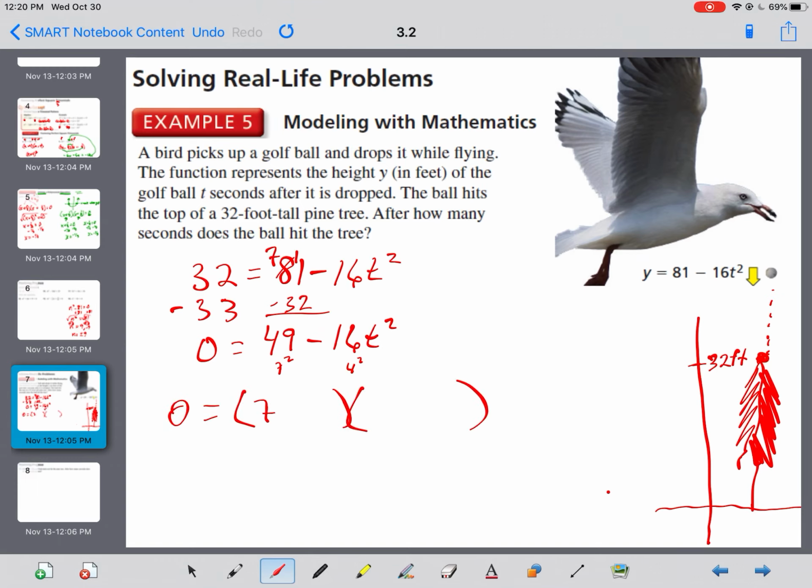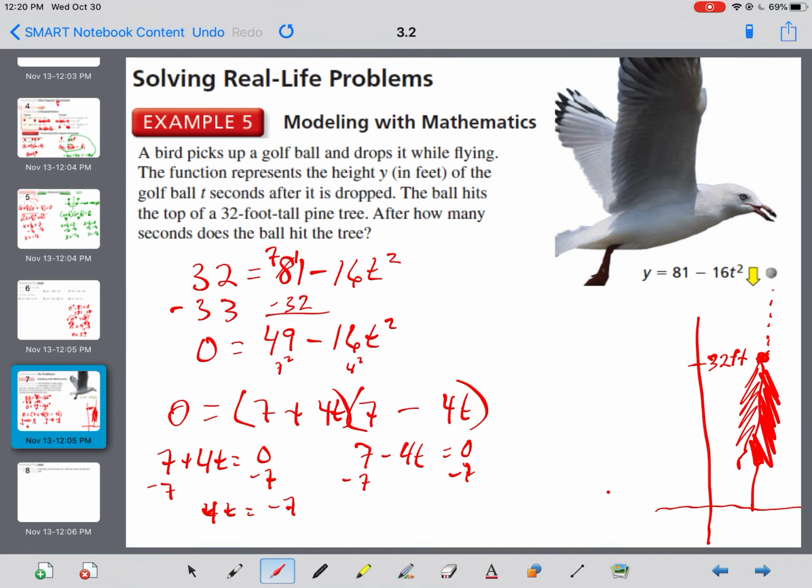0 equals. There's a 7 in this one, a 7 in that one, a 4t in this one, a 4t in that one. One's plus, one's minus. So set each one equal to 0. 7 plus 4t equals 0. 7 minus 4t equals 0. Move your 7. It's the same step in both equations. That's supposed to be 4t equals -7. Negative 4t equals -7. Get rid of your 4. Get rid of your -4.